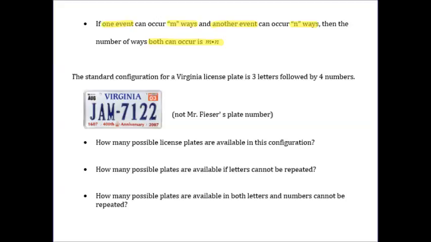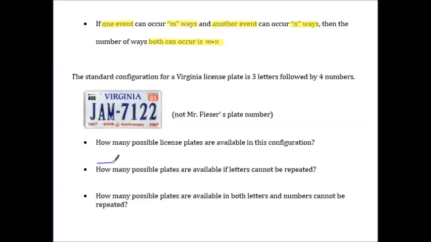The standard configuration for a Virginia license plate is 3 letters followed by 4 numbers. Here we have an example, which by the way, is not my number plate. How many possible license plates are available in this configuration? With first 3 letters and then 4 numbers.